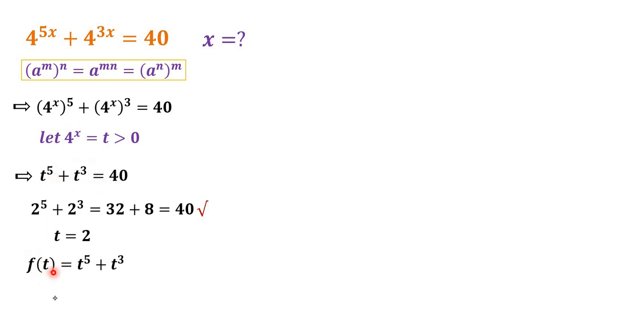We have to set up a function to have a deeper look at this equation. Set up a function f(t) is equal to t to the power of 5 plus t to the power of 3. We know that t to the power of 5 monotonically increases with t, and t to the power of 3 also monotonically increases with t when t is positive. So we can safely conclude that f(t) monotonically increases with t when t is positive. So f(t) and t are in a one-to-one relationship, so there is only one root for f(t) is equal to 40.